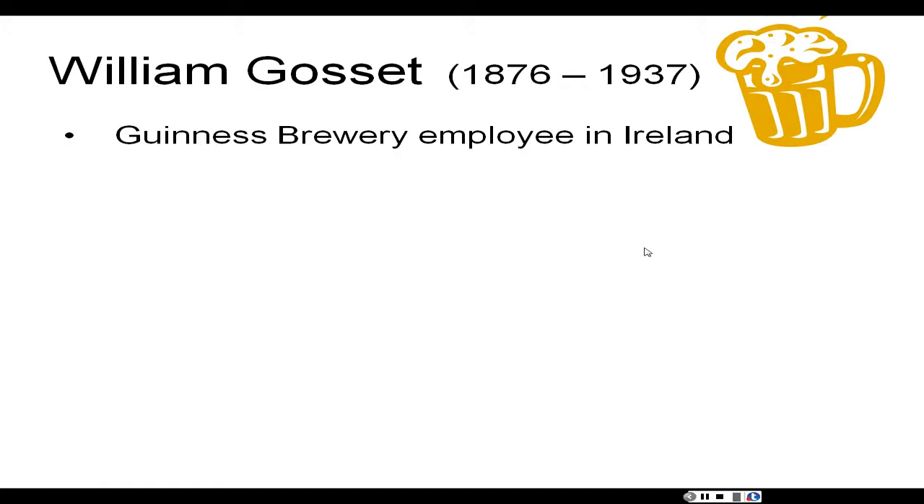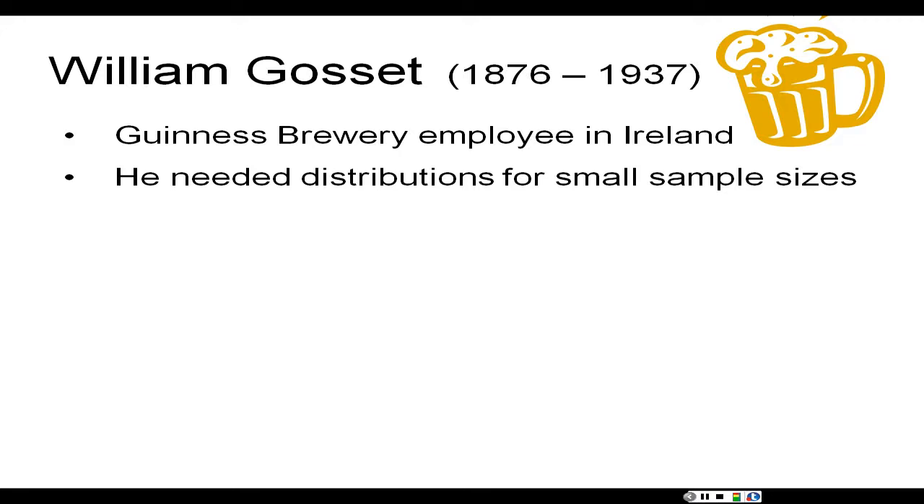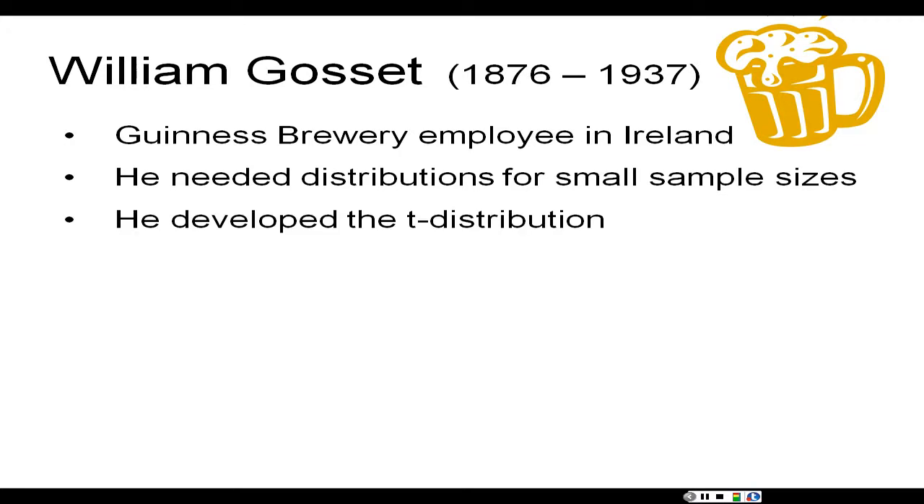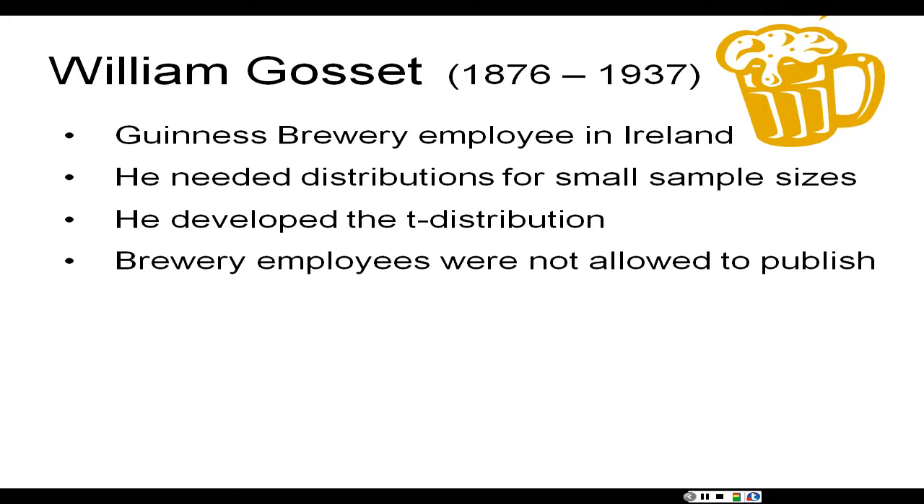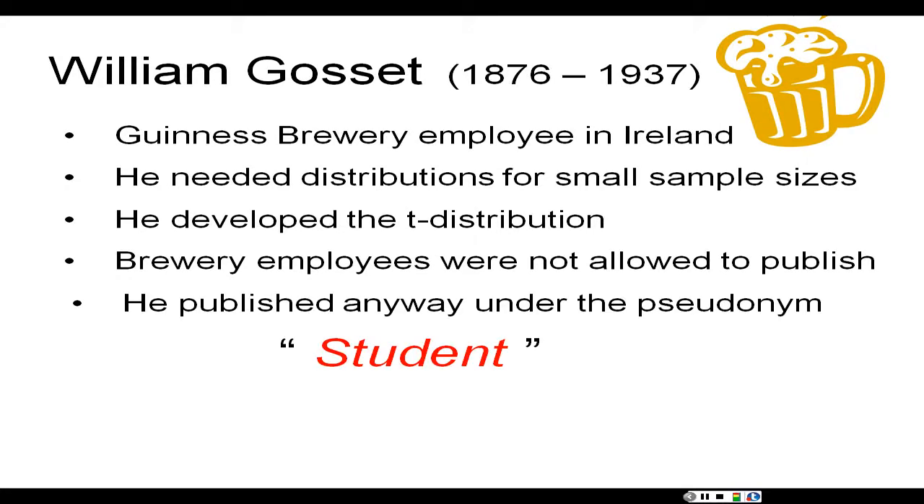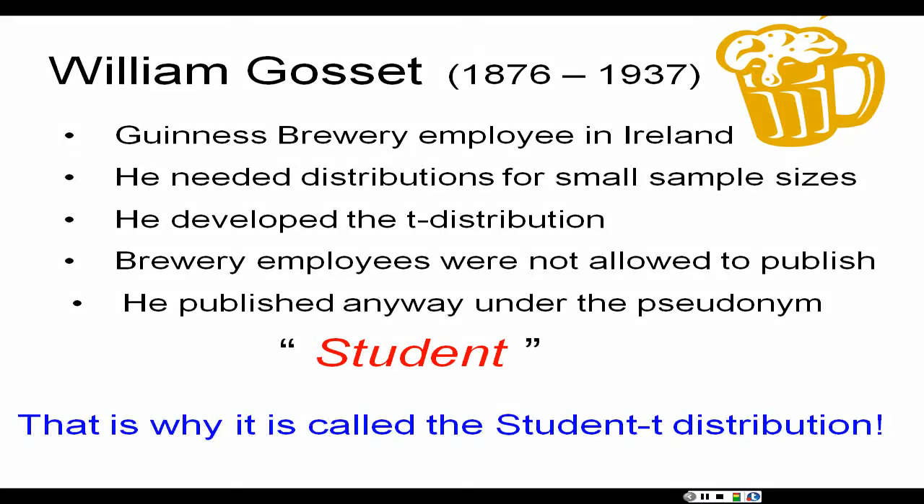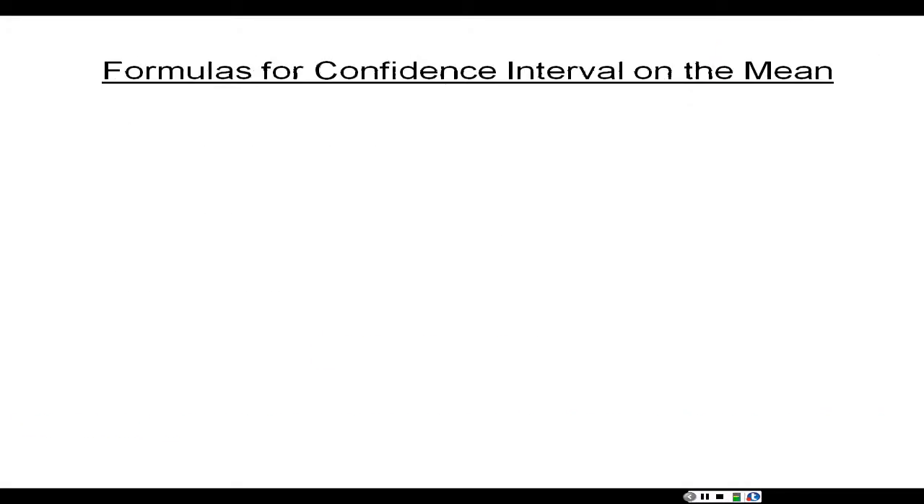Well, he was employed by Guinness Brewery in Ireland. He needed distributions for small sample sizes. He developed the t-distribution. However, the brewery employees were not allowed to publish. So he published it anyway under the pseudonym of Student. That is why it's called the student t-distribution.